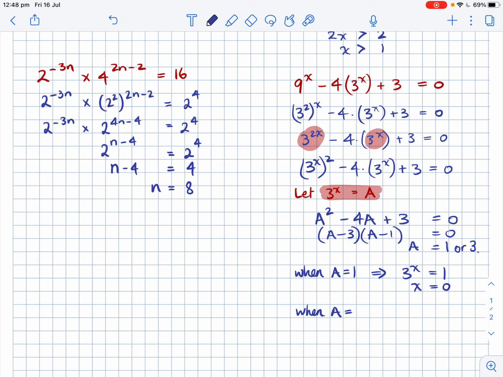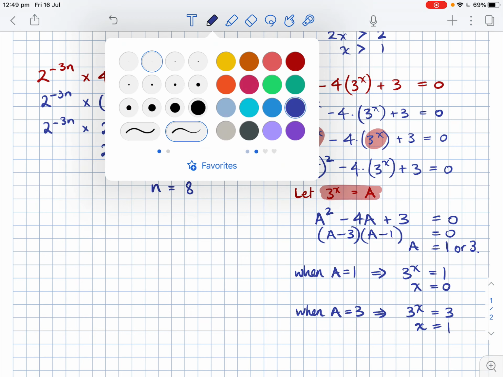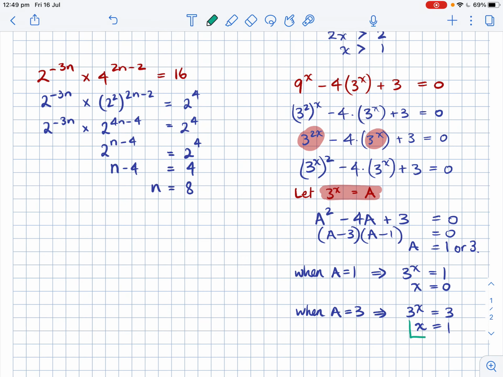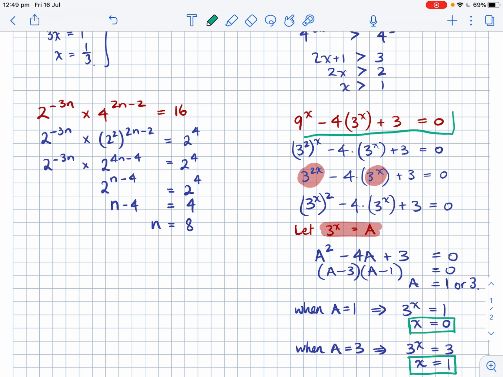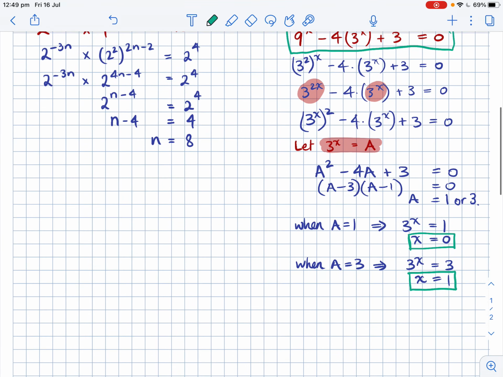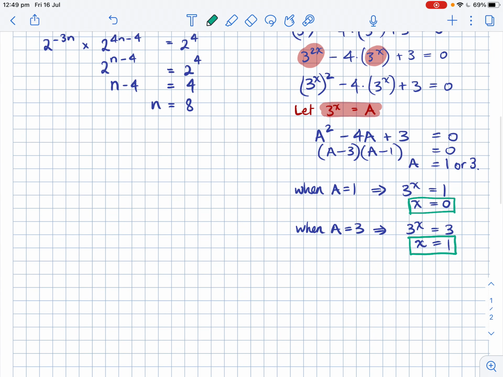When a equals 3, that means 3^x equals 3, and 3 to the power of x equals 3 when x equals 1. And now I have my final solutions, and there's more than one of them. This expression up the top will be equal to 0 when x equals 0 or when x equals 1. And that's the question complete.